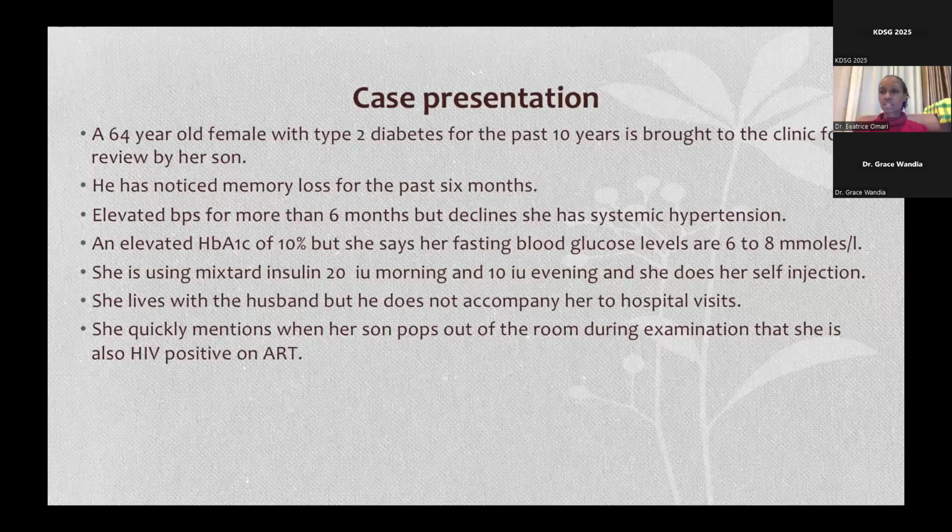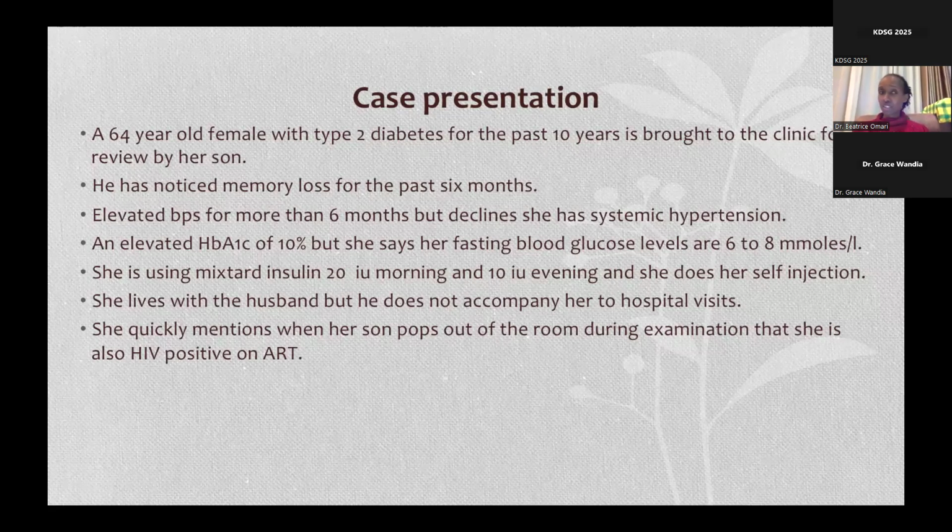When we sent her for lab work to evaluate how well she's faring, her HbA1c actually came to 10%, 10.1%. But the patient's book was noting that her fasting blood glucose was good. Her records were showing in the morning, and typically what she did was a fasting blood glucose. And her fasting blood glucose was ranging between 6 and 8.